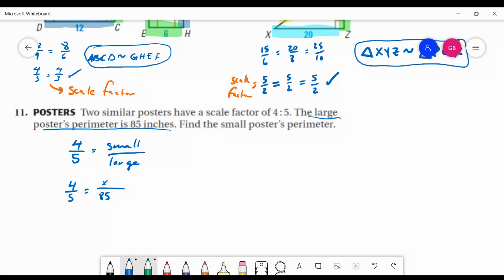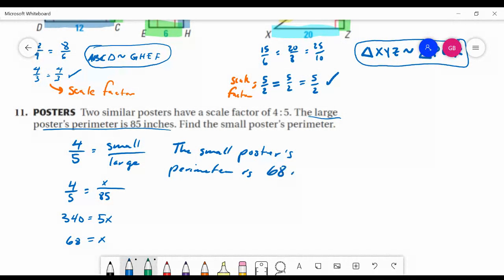So we're going to go ahead and cross multiply. 4 times 85 is 340. Then x times 5 is 5x. So 340 divided by 5, that's going to be 68. So the small poster's perimeter is 68 inches.